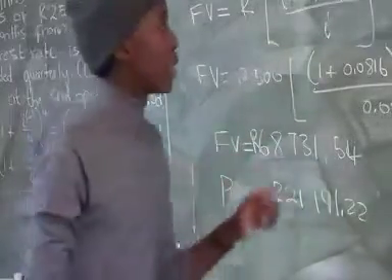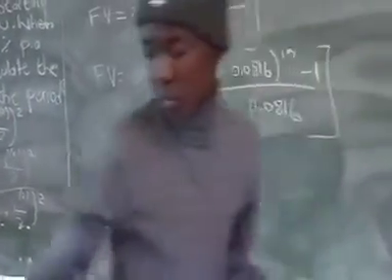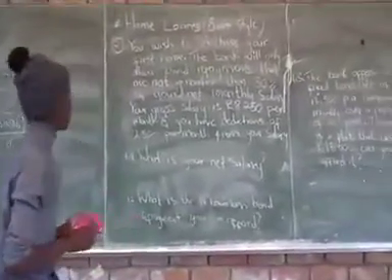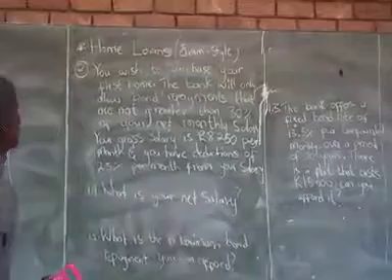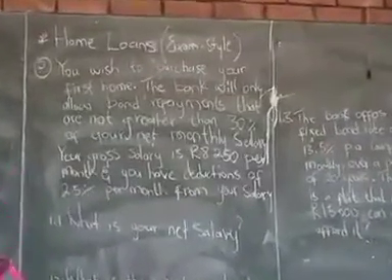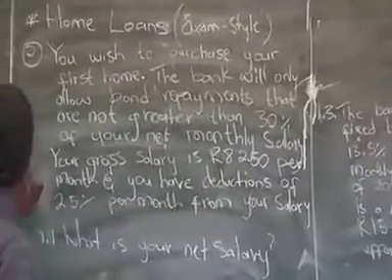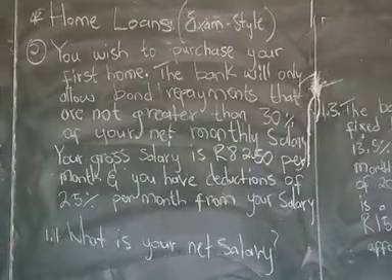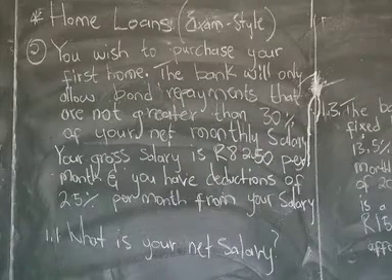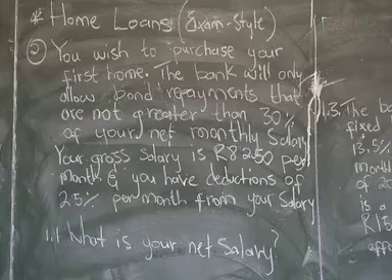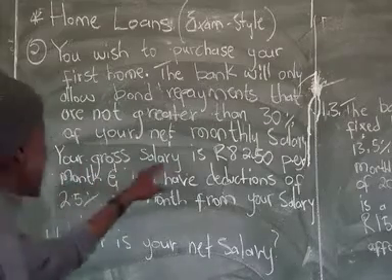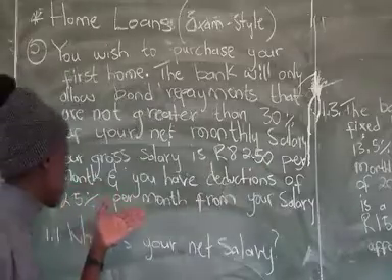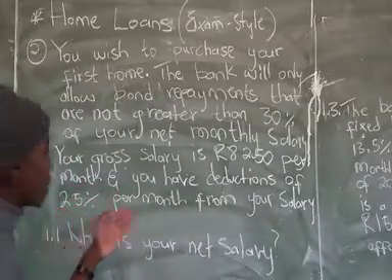So let's move to the next question. This question is actually an exam style question, and it is a little bit complex. You must be able to solve these kinds of questions because they come up during the exams. The question reads as follows: you wish to purchase your first home. The bank will only allow bond repayments that are not greater than 30% of your net monthly salary. Your gross salary is 8,250 per month, and you have deductions of 25% from your salary.